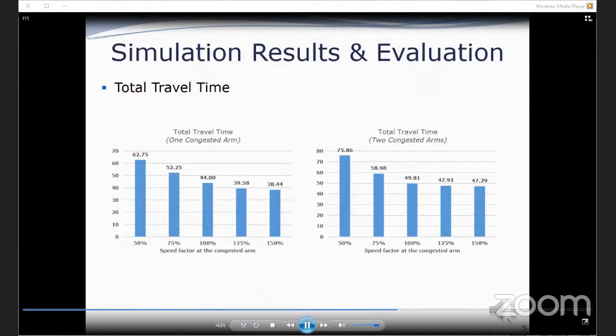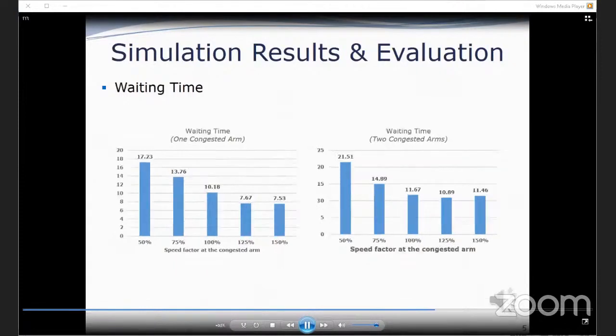The results also show that for the same traffic volume, the total travel times in the case of the one congested arm are lower than those of the two congested arms for all of the simulated speed factors. This observation leads us to conclude that the traffic volume on the arms of the roundabouts is an essential factor that must be considered in designing future adaptable plans for improving the efficiency of roundabouts.